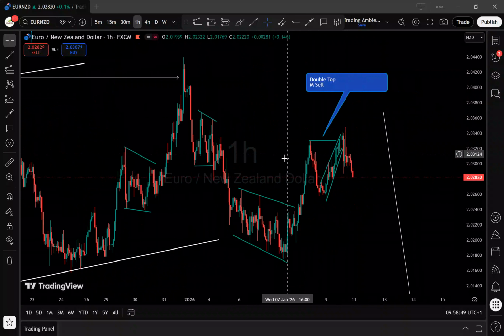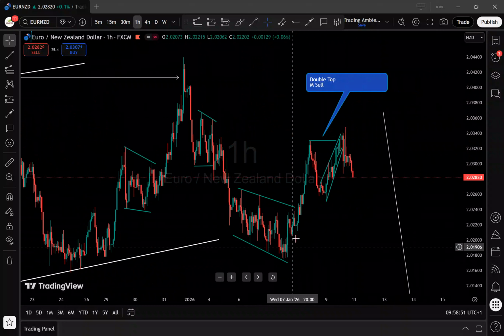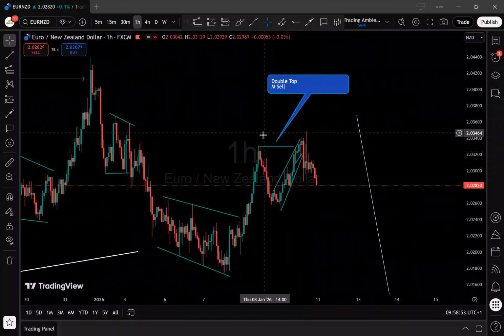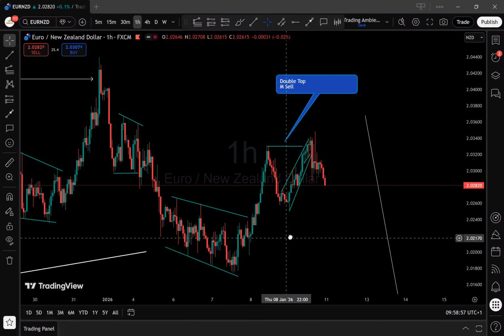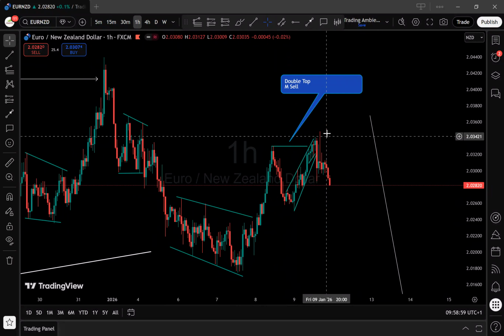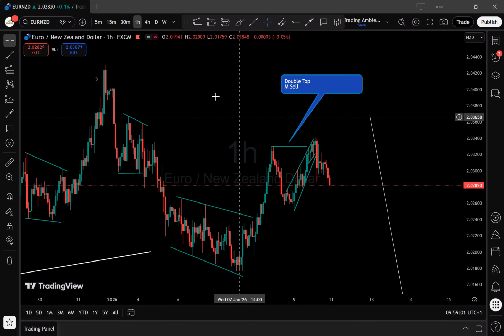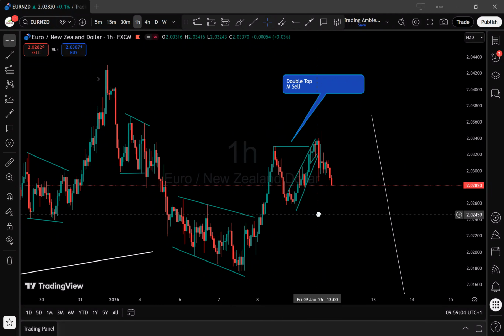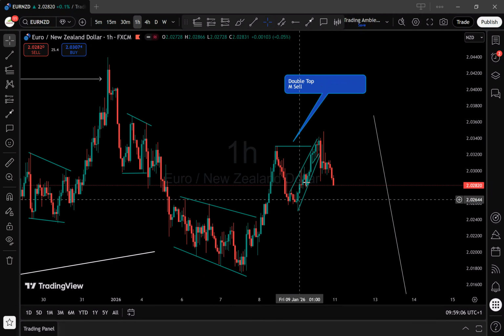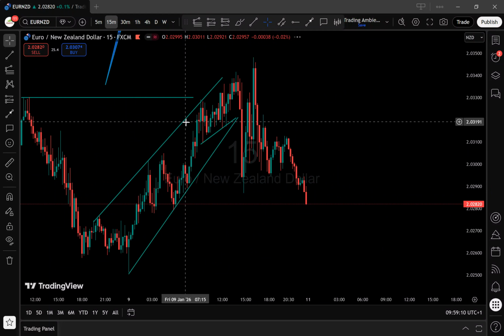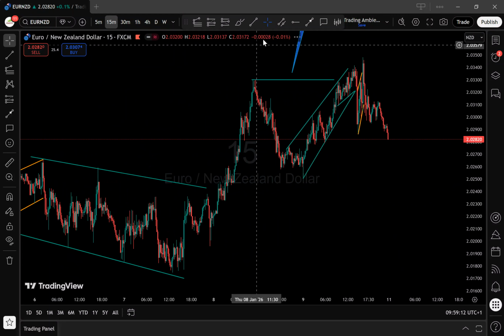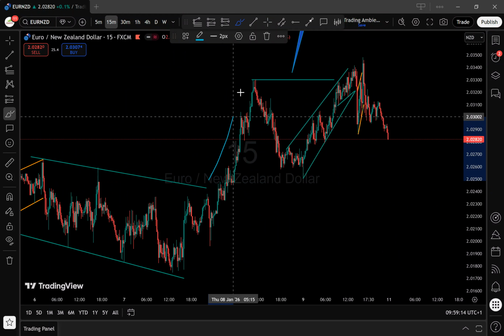So right here now, the price pushed up impulsively on the mid time frame, created this high, dropped down, then went back up with an ascending channel on the mid time frame. So going down to the lower time frame now, we have a double top and an M pattern here. We have a double top here and an M pattern.